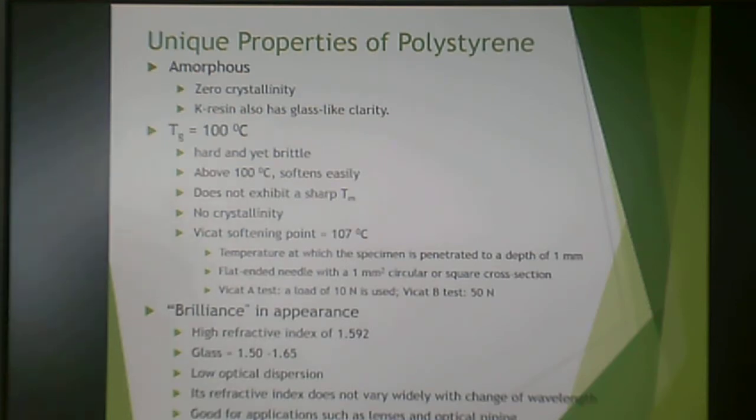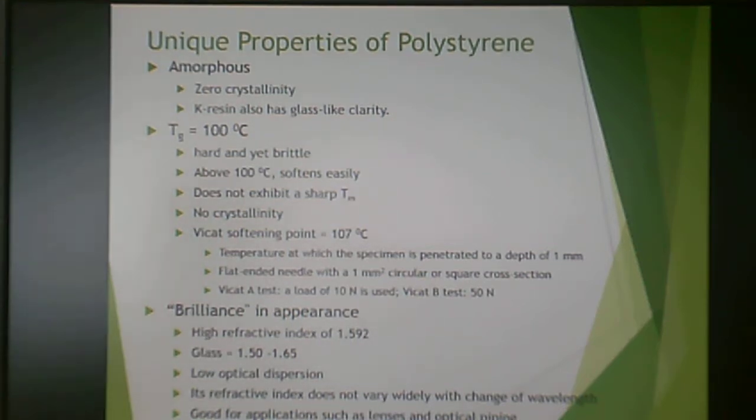Polystyrene, unlike the predecessors we've talked about in the commodity resin market, has zero crystallinity. And that's one of the major advantages of it. It has glass-like clarity. The Tg of polystyrene is 100 degrees Celsius. It is hard and brittle. Above 100 Celsius, it softens easily. It does not exhibit a sharp Tm because it is amorphous, so it mainly has a softening point, and this is about at 107 degrees Celsius.